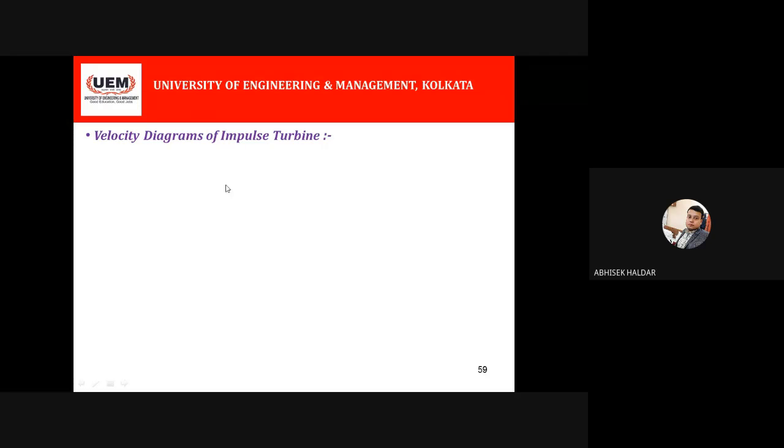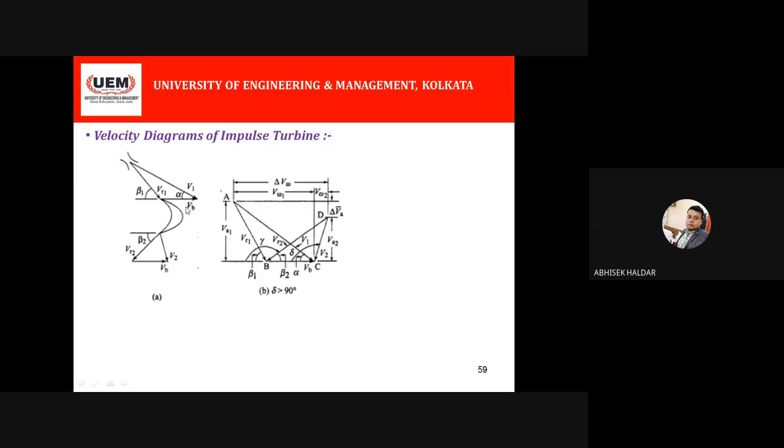Okay. Now see the velocity diagrams. That is the important thing of the impulse turbine. We will show you the velocity diagrams today. The detailed mathematics may be shown in the next class, but you have to understand the velocity diagram very clearly. See, this is the velocity diagram, and from this it is coming to this. Okay, how is it coming?